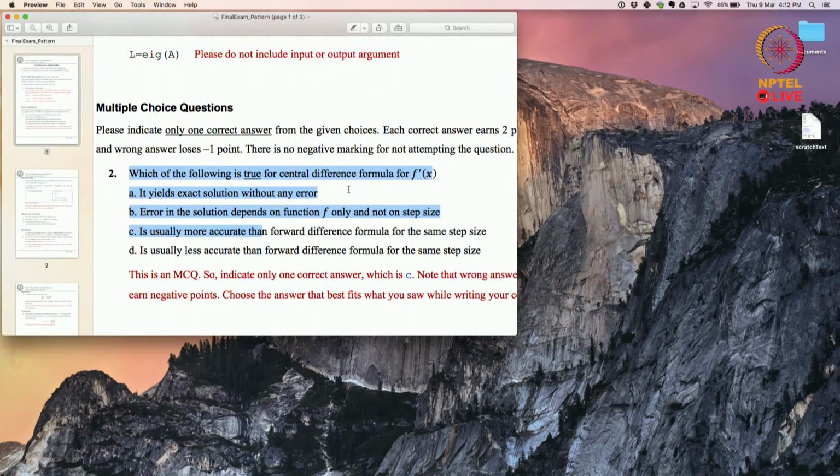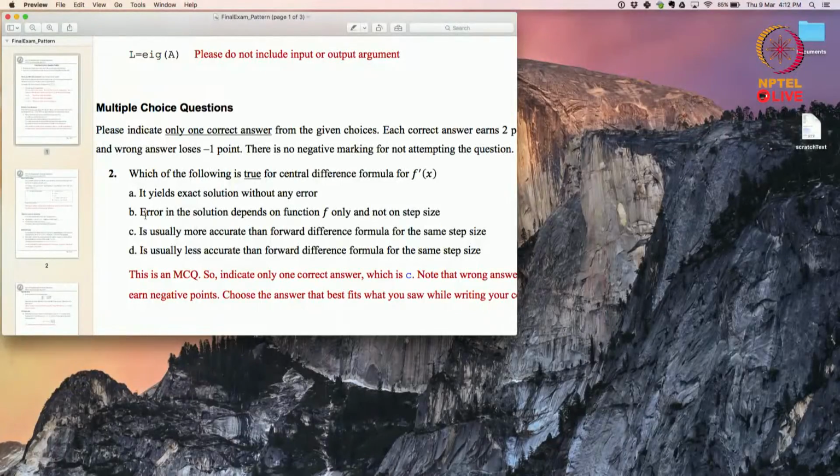Which of the following is true for central difference formula? The first is it yields exact solution without an error. Obviously, this is not correct. We have seen how the error changes with the step size. So, that means that with any numerical method, there is some kind of an error associated with that numerical method. So, this is not true for central difference formula. Error in solution depends on function f and not on step size. My previous statements again show that this is not true.